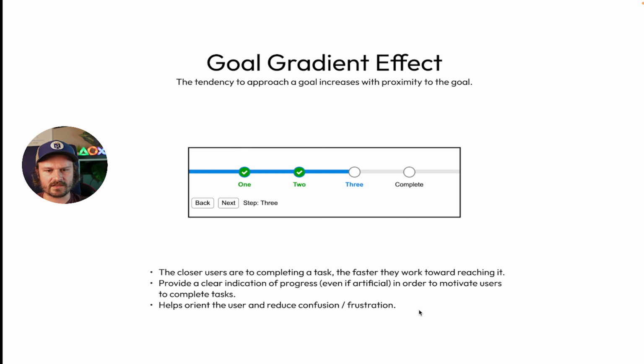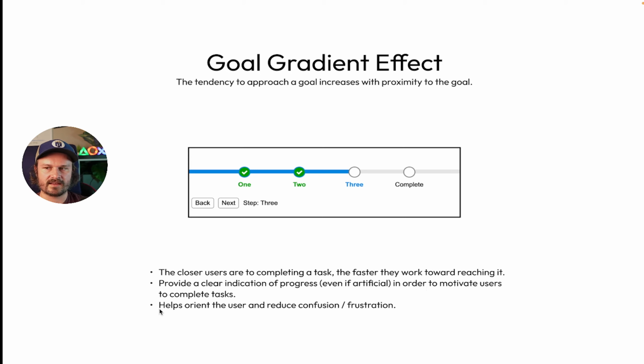So moving on from Miller's Law to, yes, here's our progress bar, the goal gradient effect. This law, it says effect, but it's also a law, states that the tendency to approach a goal increases with the proximity to a goal. Per the bullet points down here, the closer users are to completing a task, the faster they work toward reaching it. To encourage the user to complete the task, you would want to provide a clear indication of progress, even if it is artificial, in order to motivate the users to complete the task.